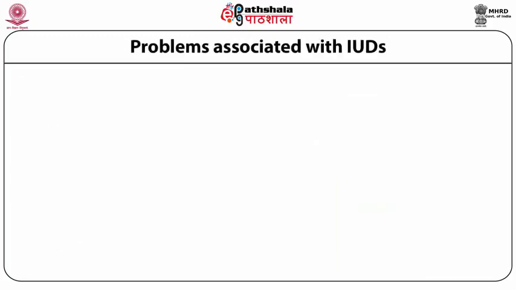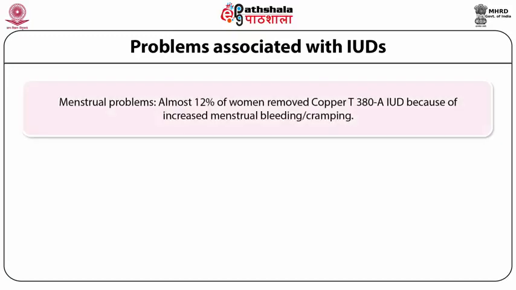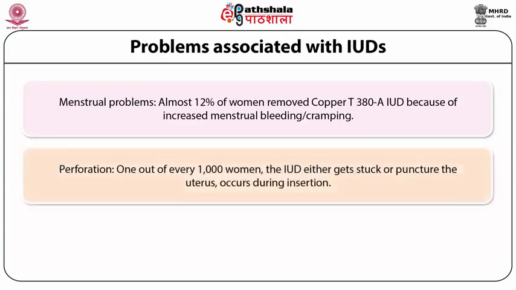Problems associated with intrauterine devices. Although this system is highly suitable, it is gender specific, and because of gender specificity, it has certain very peculiar problems associated. The first one is the menstrual problems. Almost 12% of women have to remove the copper T 380A IUD device because of the increased menstrual bleeding or cramping. Then it might lead to perforation.